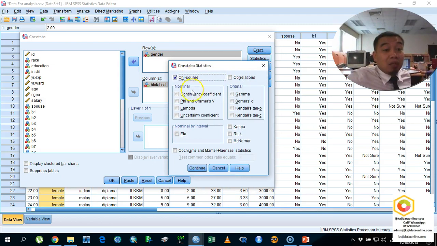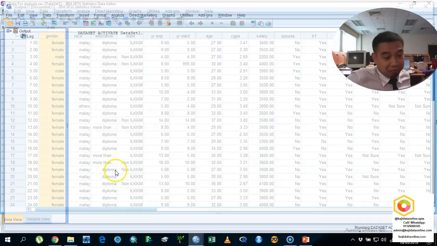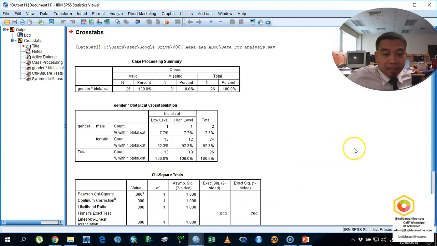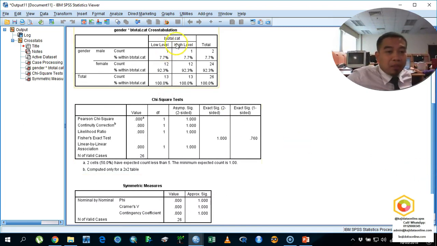Then go to Statistics, tick chi-square and contingency coefficient, and click continue. After that, go to Cells, click for column percentages, and continue. Then click the OK button. This is our output for male and female btotal.cat. You can see that two cells with expected count less than 5 is violated, and therefore we can use the Fisher exact. Simply put, there is no association. Prioritize the Fisher exact as the second option after the Pearson Chi-Square.